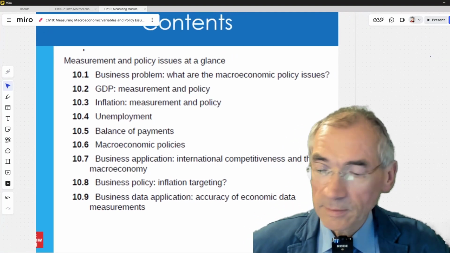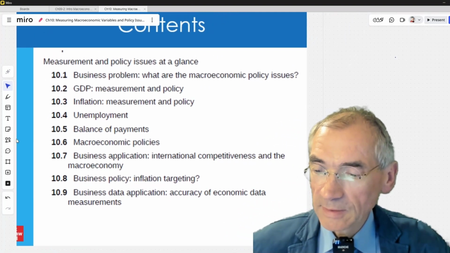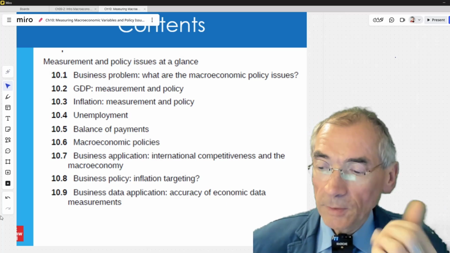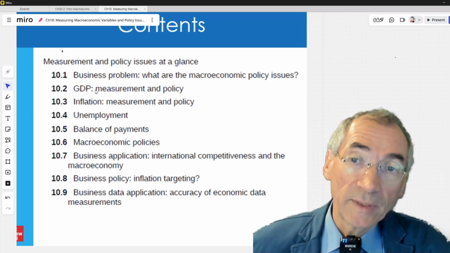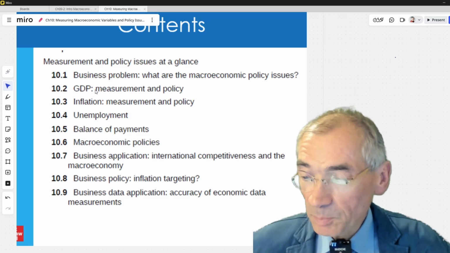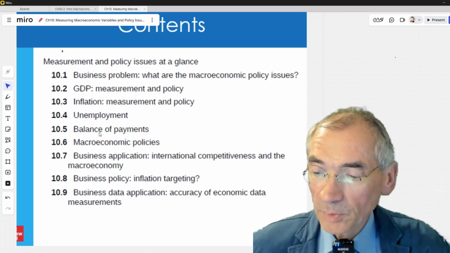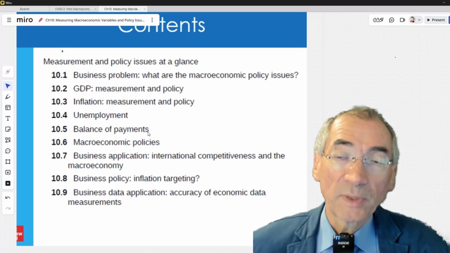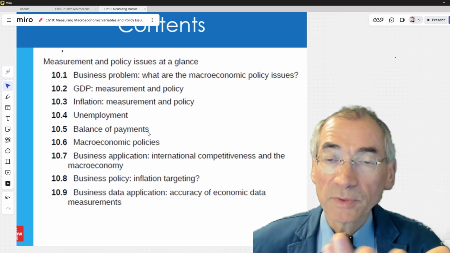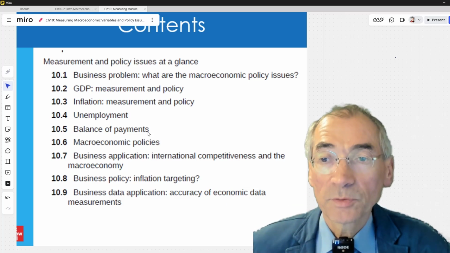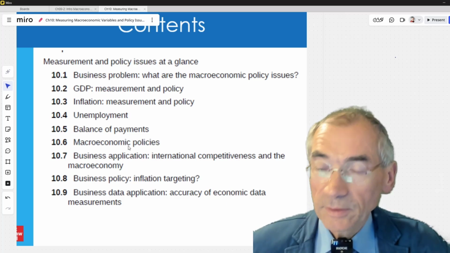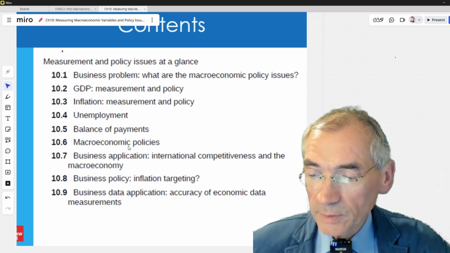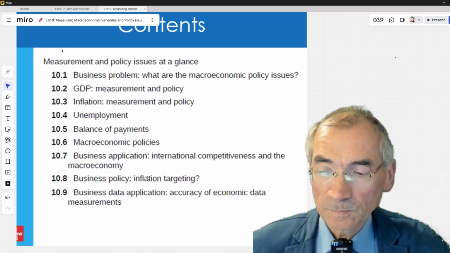If we look at the table of contents, we see the four parts of economic policy: gross domestic product and the growth that we already have been discussing. We're going a bit deeper today: inflation, unemployment, and the balance of payments, measuring the imports and exports, the relation of the country we're looking from to the rest of the world, plus a very brief outlook towards macroeconomic policies.